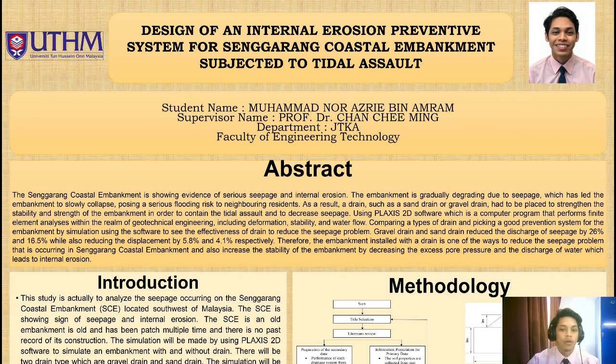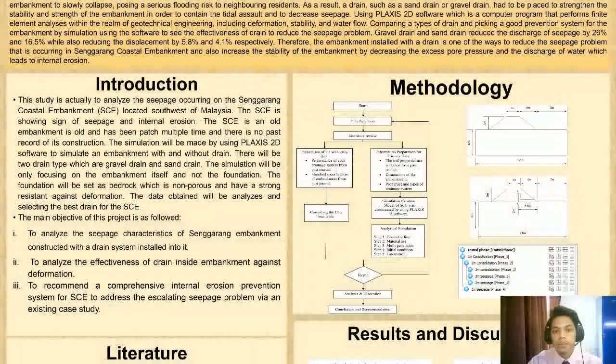Therefore, the embankment installed with drain is one of the ways to reduce the seepage problem that is occurring in Senggarang Coastal Embankment. Next is the introduction.